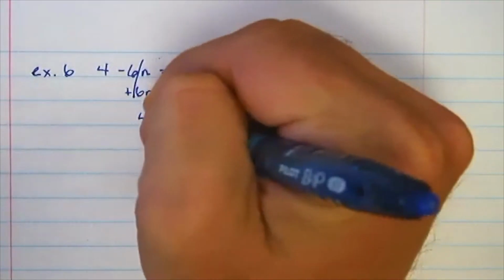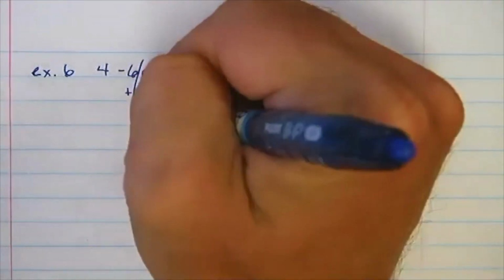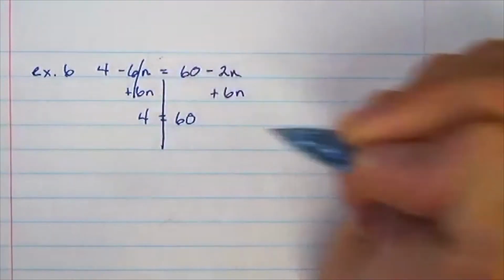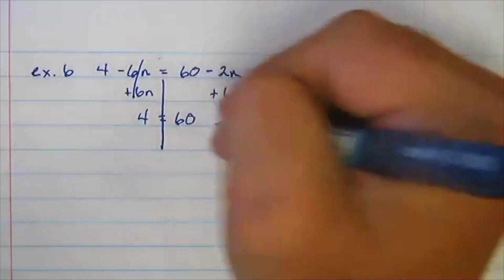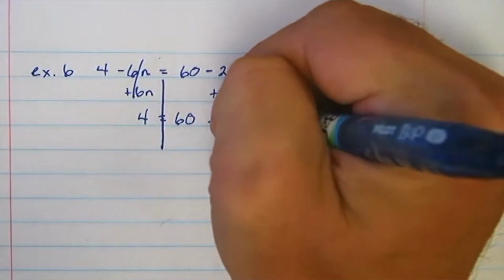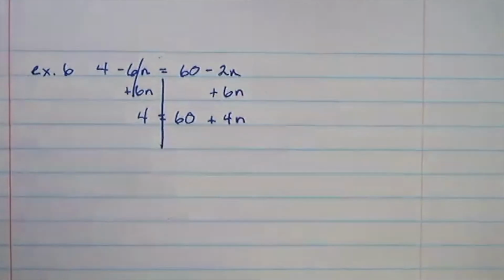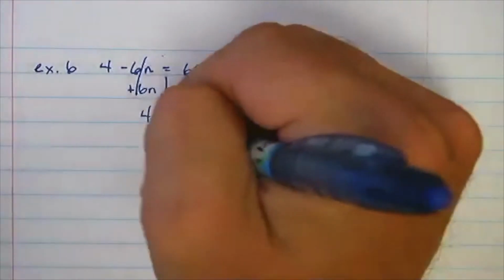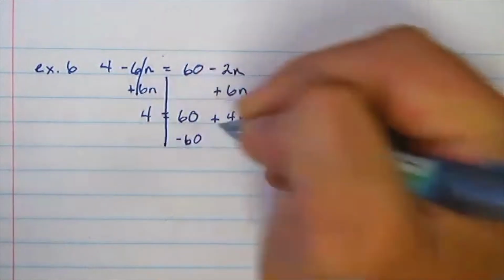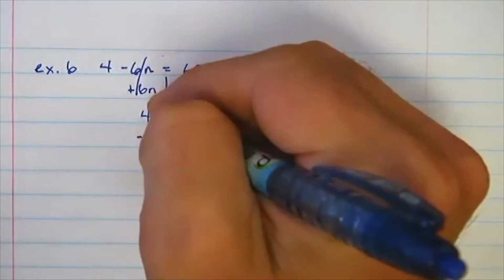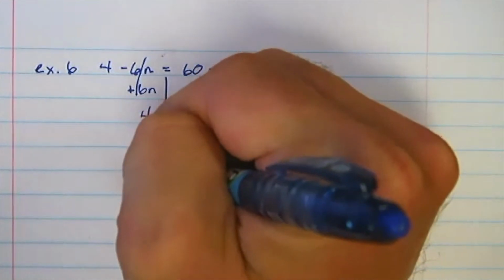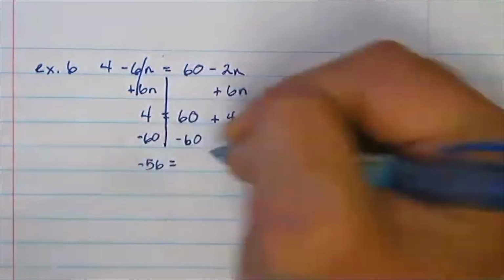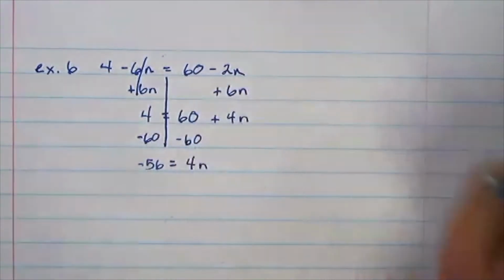That's a positive 4. And I didn't do anything with the 60. Now negative 2 plus 6, well, that's plus 4n, right? Two-step equation now. We're just going to work it like we always have. So minus 60, minus 60. You've got 4 minus 60, which is negative 56, equals 4n.